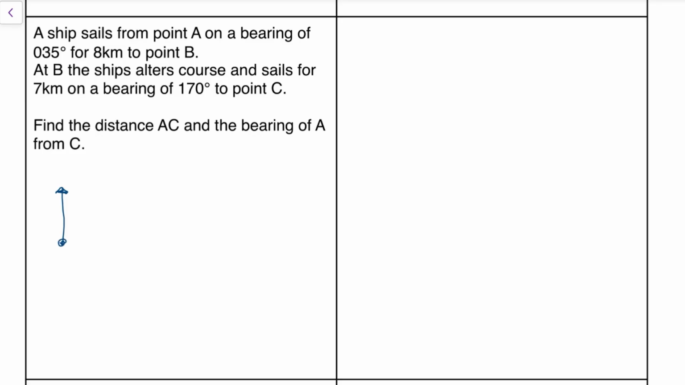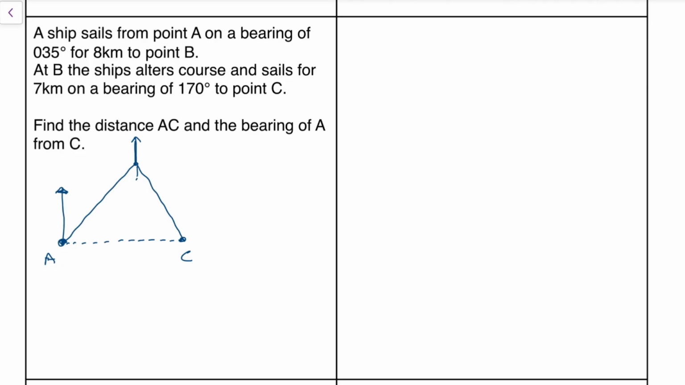So I'm going to start here and I'm going to go 35 degrees for 8 kilometers, which is going to be about that length there under my definition to point B. And then I'm going to go 170, which is not quite 180 degrees, but like this length here for 7, which means I won't quite cross over, which means A to C is going to be this length here. At B, the ship alters course and sails for 7 kilometers on a bearing of 170 to point C. Find the distance AC. Okay, unsurprising, I kind of guess where it's going. Oh, and the bearing of A from C.